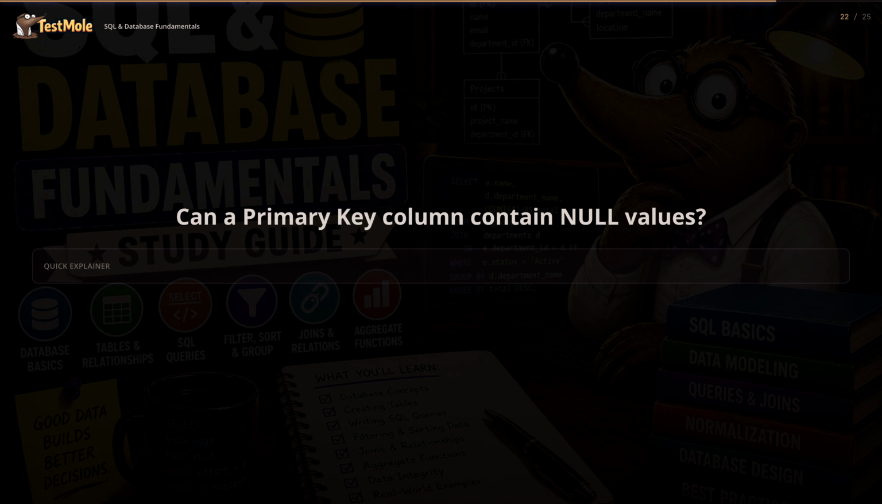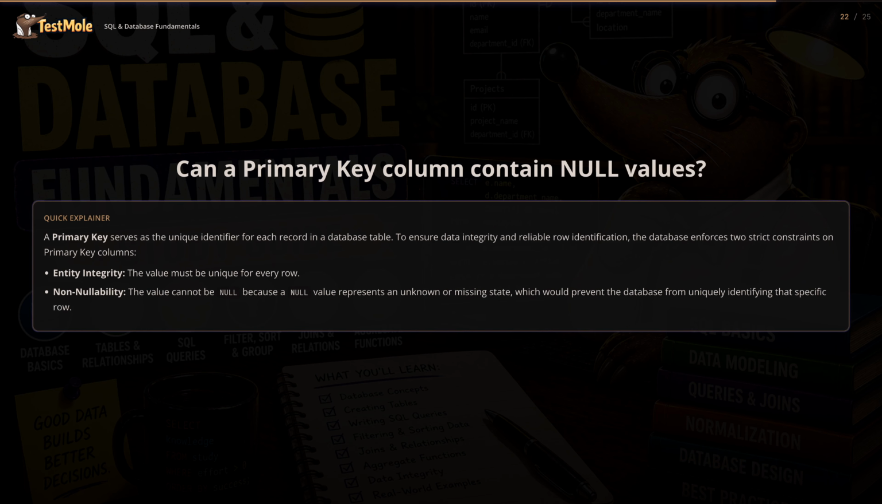Can a primary key column contain null values? A primary key serves as the unique identifier for each record in a database table. To ensure data integrity and reliable row identification, the database enforces two strict constraints on primary key columns. Entity integrity: the value must be unique for every row. Non-nullability: the value cannot be null because a null value represents an unknown or missing state, which would prevent the database from uniquely identifying that specific row.